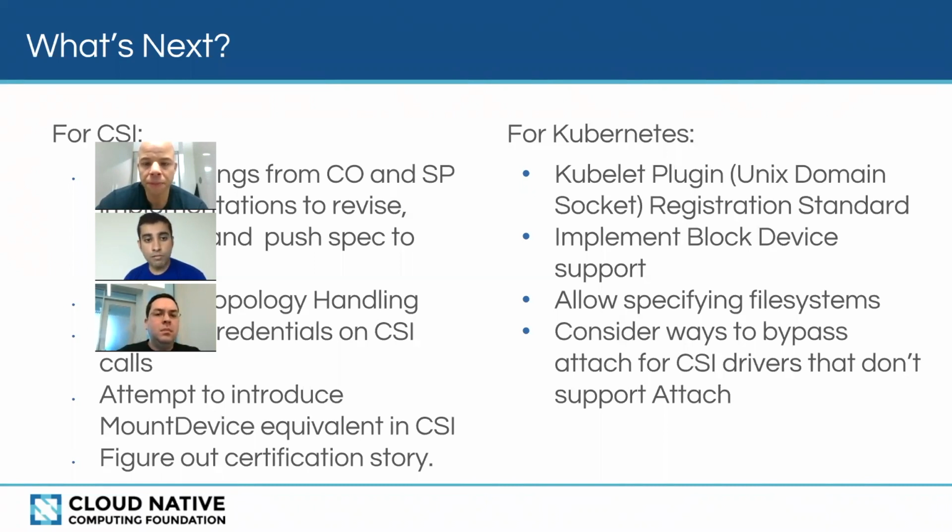We want to also focus on improving how we handle topology. This includes things like zones and regions. And we also want to be able to improve how credentials are passed in through the CSI interface. And then finally, we want to figure out what the certification story would be for a CSI driver. How does an arbitrary CSI driver get the stamp of approval to say that this is compatible with the CSI interface? So we have a lot of work coming up in the next few quarters.